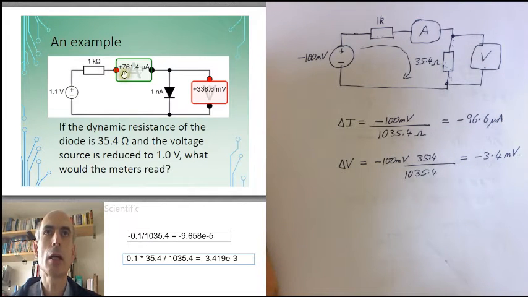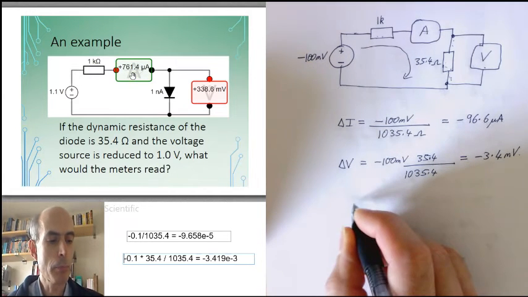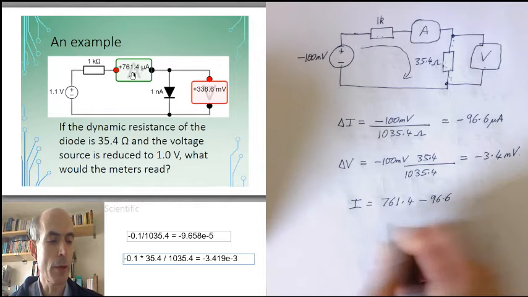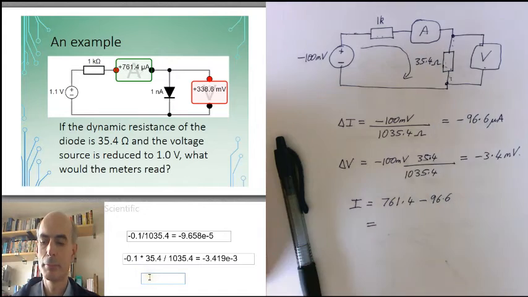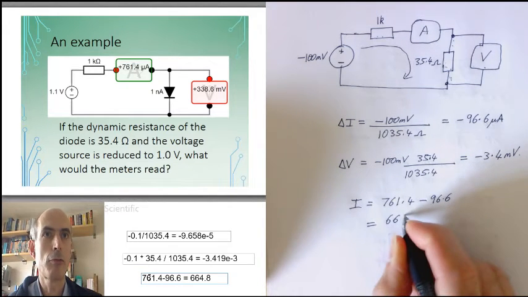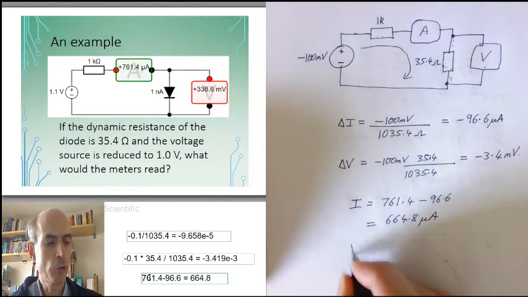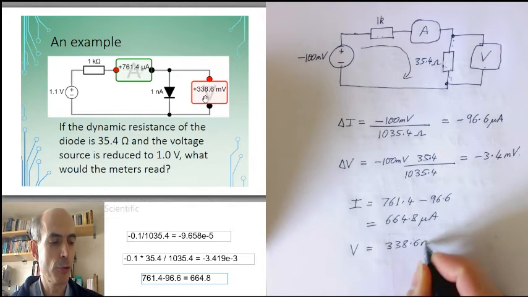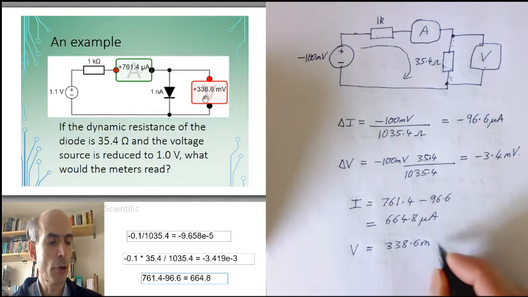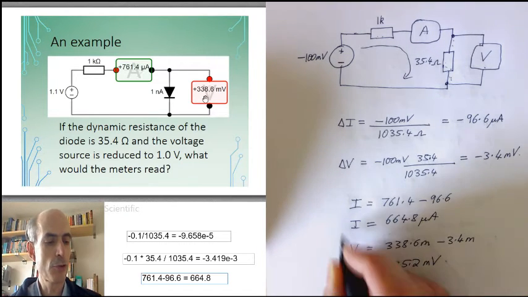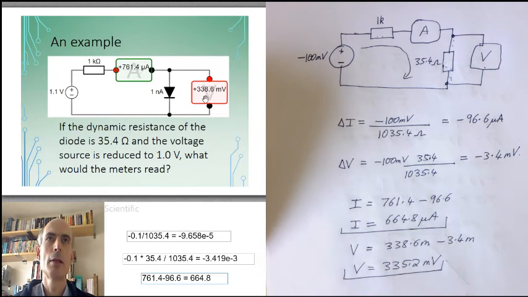At the operating point, the current was 761.4 microamps, so my new current is going to be 761.4 minus 96.6 microamps, which is 664.8 microamps. And the voltage at the output is going to be the operating point voltage, which is 338.6 millivolts, plus the change. But the change is minus 3.4, so that's minus 3.4 millivolts. And that's going to give me 335.2 millivolts. So these would be my estimates of the new current and the new voltage across that diode.